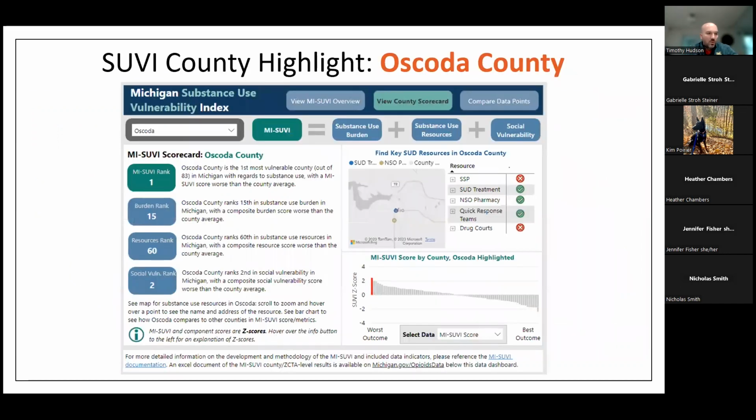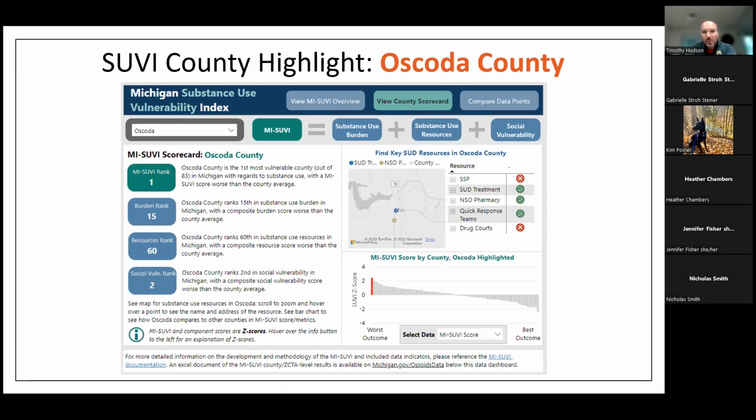And then I know when I was talking with Tam about this beforehand, there was some interest in Oscoda County as it's the #1 county in the state. So I pulled out a few slides, a few data points on Oscoda County to just highlight why they are the #1 county in terms of the MySUVI rank and how to think about the data. Because again, we don't want the MySUVI rank to be the end-all be-all score. I think there's more nuance to consider, and we should consider a lot of the underlying data and community characteristics as we look at this.